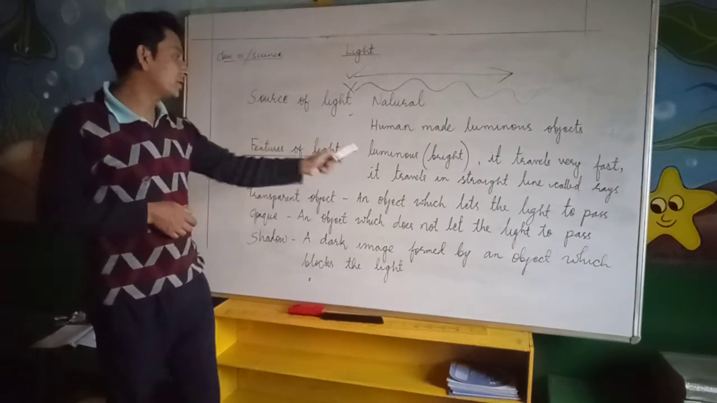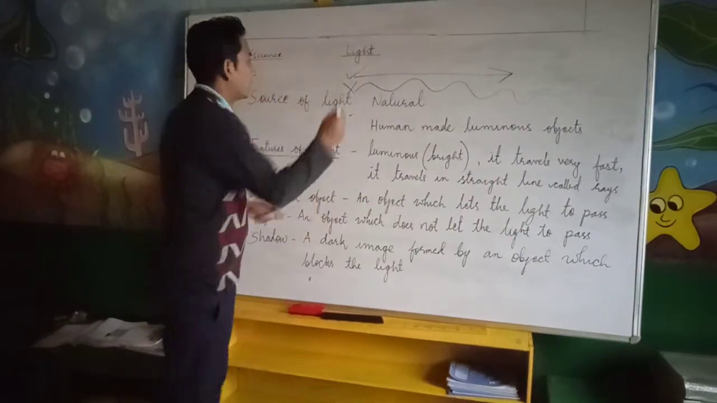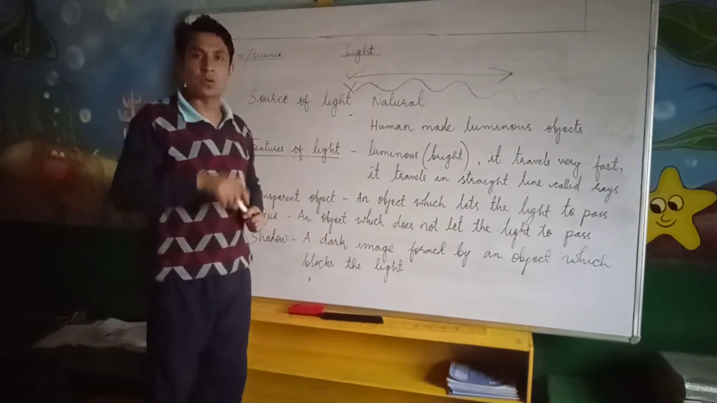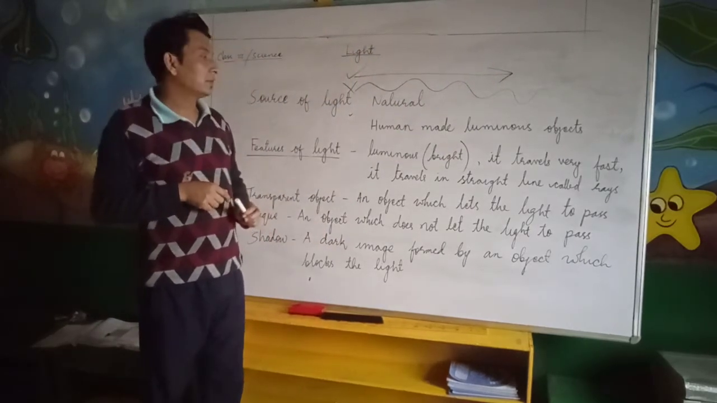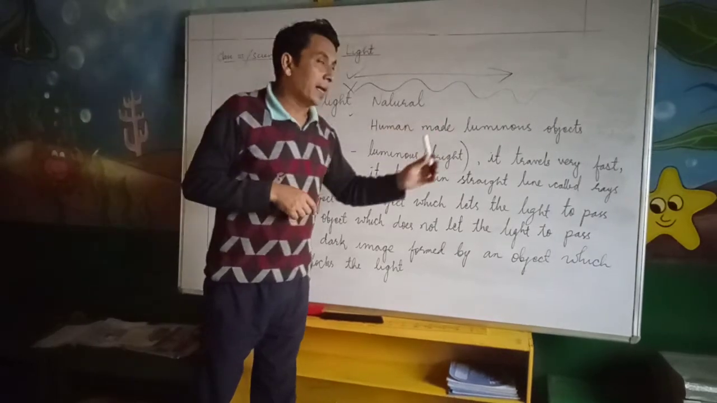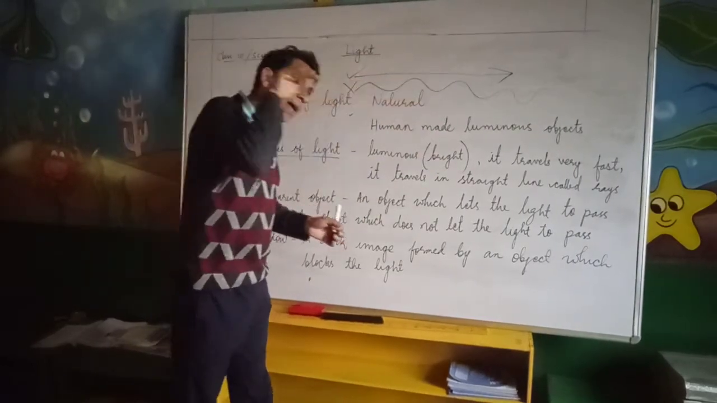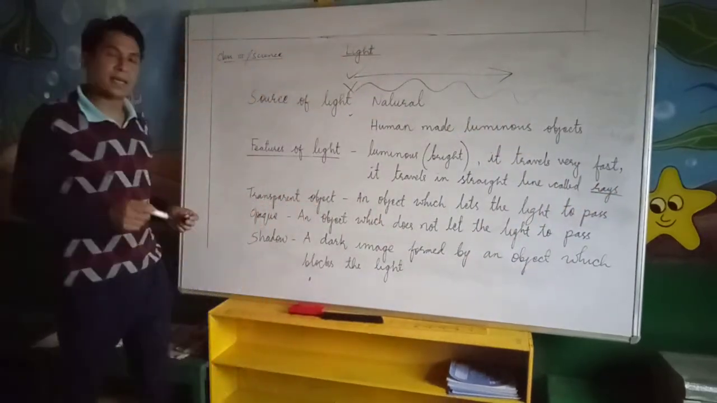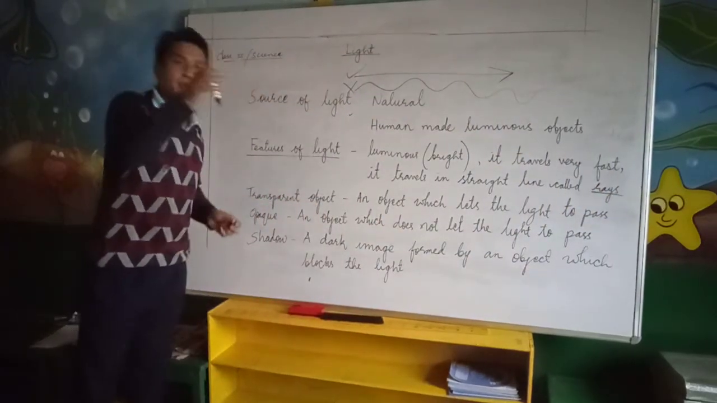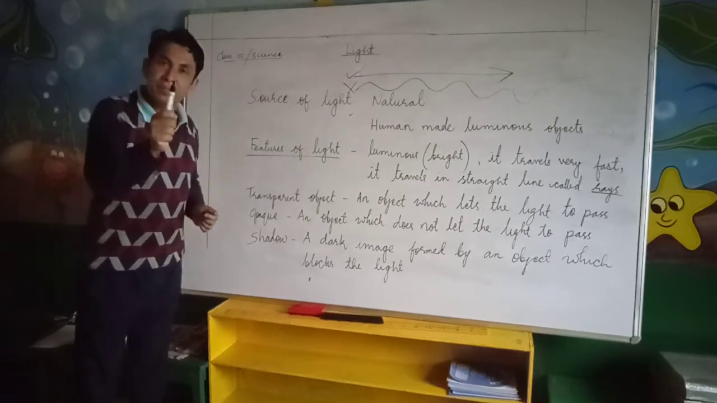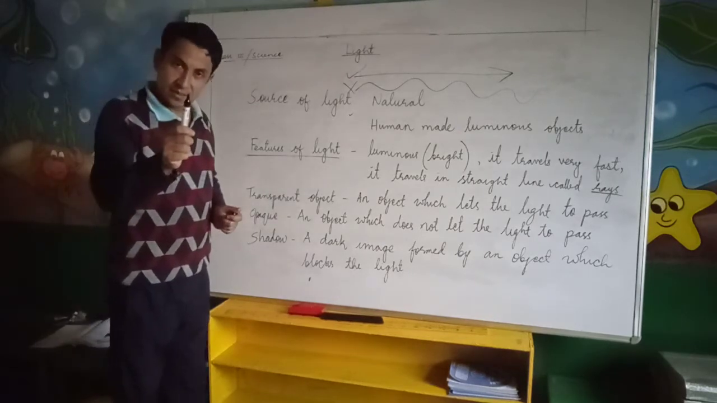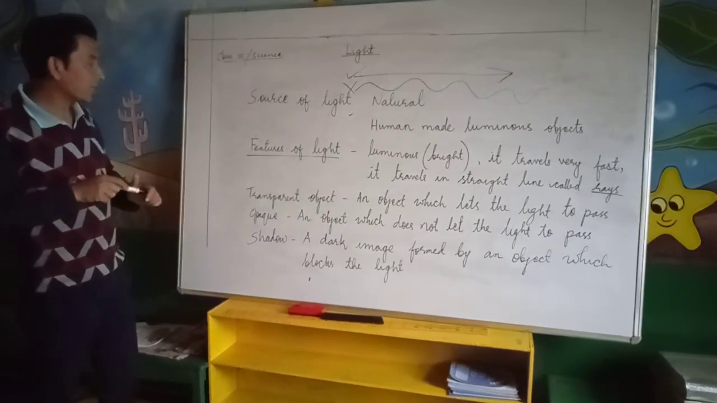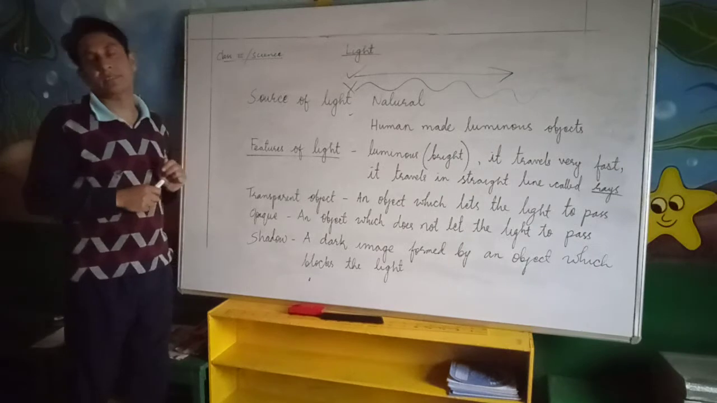And it always travels in a straight line. Straight line. It doesn't travel obliquely. And straight traveling light is called rays. R-A-Y-S. Rays. Straight traveling beam of the light is called rays. Okay, these are some of the features of the light.